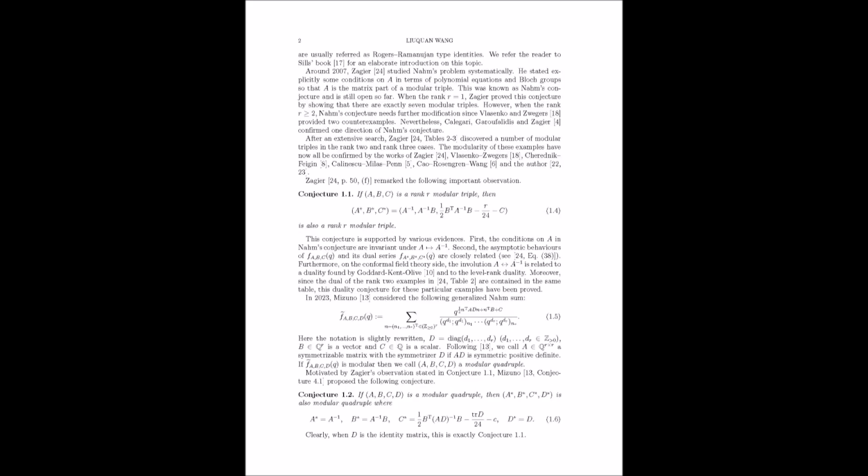Okay, before we get to the specifics of those counterexamples, there was a generalization of Zagier's conjecture that Wang also tackled in his paper, right? Right. Mizuno's work. He proposed a generalization, introduced modular quadruples. These quadruples have a matrix A, a vector B, a scalar C, and a diagonal matrix D called a symmetrizer. So it's like Zagier's conjecture, but with this extra layer of complexity. Exactly.